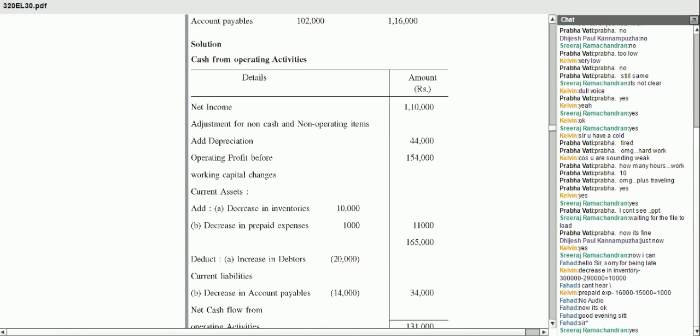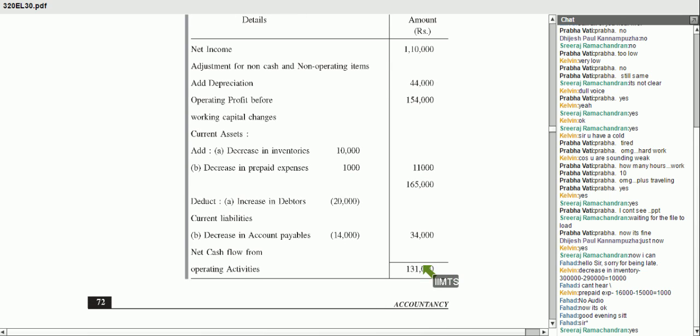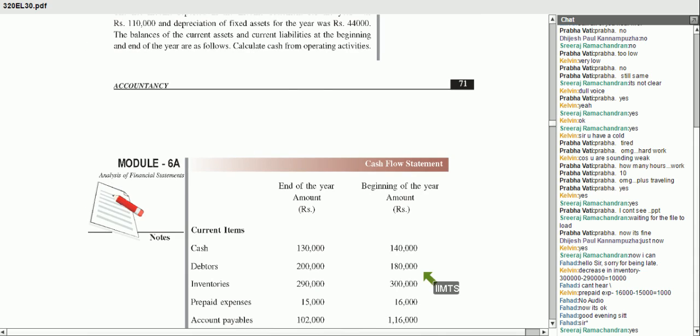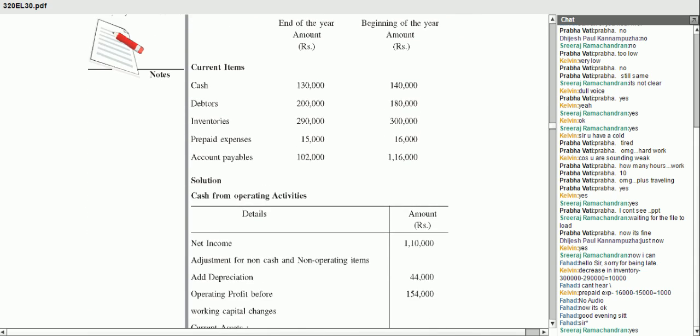So we will subtract this 34,000 from this 1,65,000. So it will give the net cash flow from operating activities as 1,31,000. This is our answer. This is what we have to calculate. Calculate the cash from operating activities. Clear, everyone?